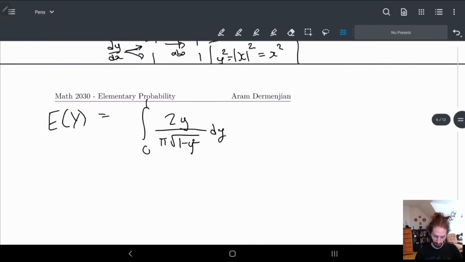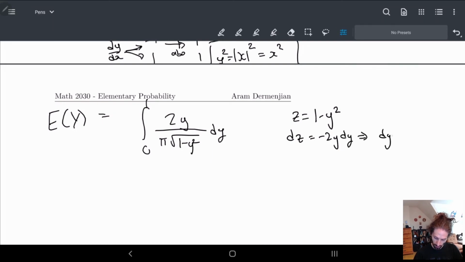At this point, you should kind of recognize that, oh, I should probably use substitution. So here, let me make it z, and I'll say it's 1 minus y squared. And here dz is equal to minus 2y dy. So in other words, dy is equal to dz over minus 2y. So plugging this in, remember we have to keep track of our bounds so we don't screw them up.